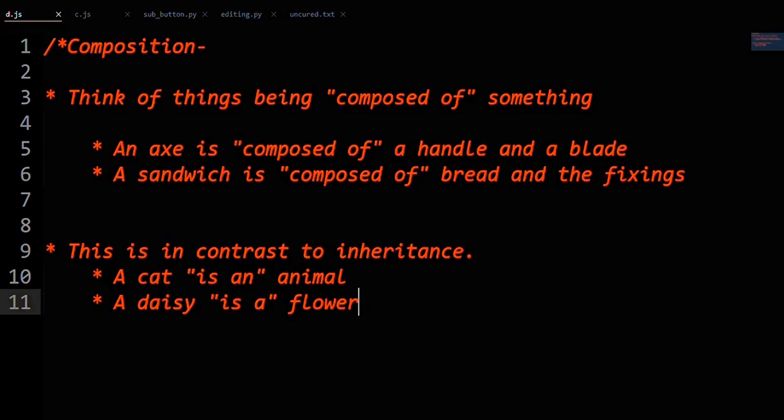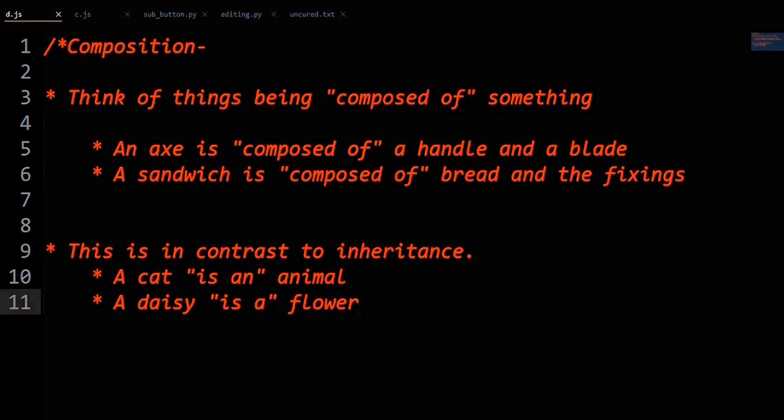Composition in JavaScript is a great way to put classes together. The main concept to think of when using composition is thinking of an object being composed of something. For example, an axe is composed of a handle and a blade, or a sandwich is composed of bread and the fixins. This, of course, is in contrast to inheritance, where is-a is the main concept, like a cat being an animal or a daisy being a flower.